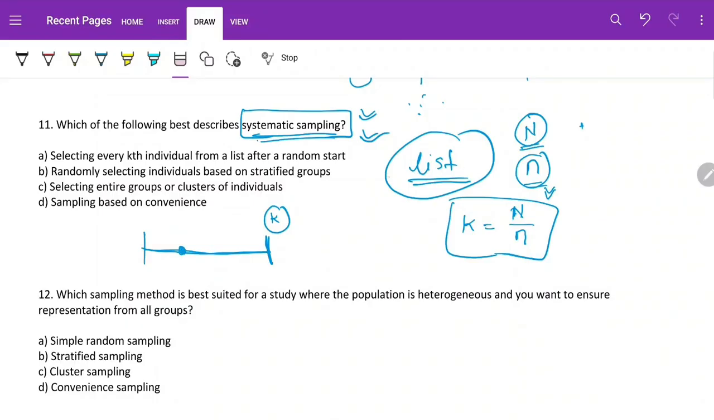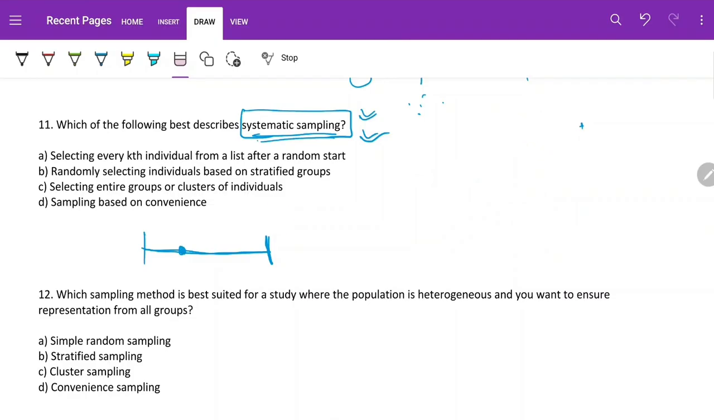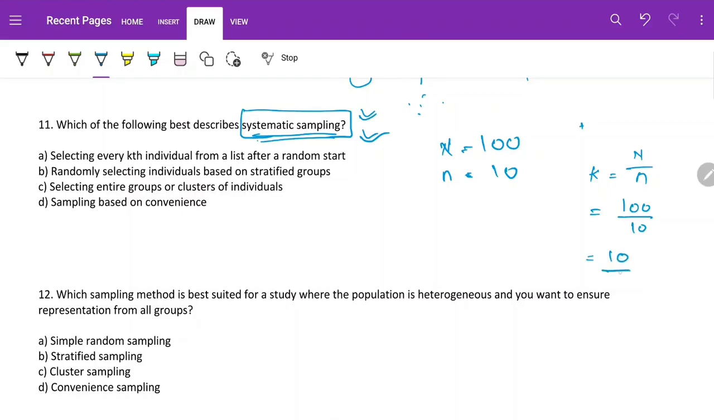For example, let's say we have a population of 100 students and we want to select 10 students. So how to find k? k is equal to N by n. It is 100 by 10. So k is 10. Suppose we have roll numbers of our students. We select the first student randomly from the first 10 roll numbers. Suppose I have selected the third roll number student.